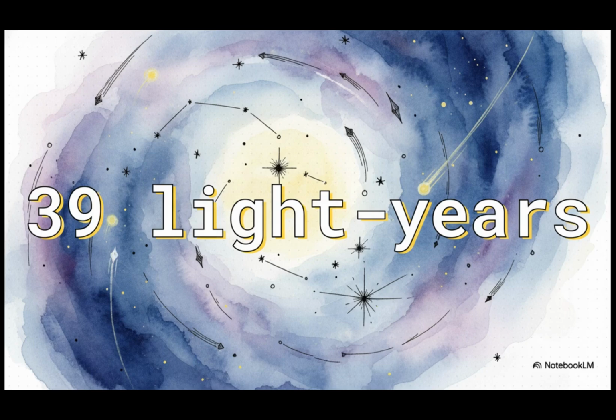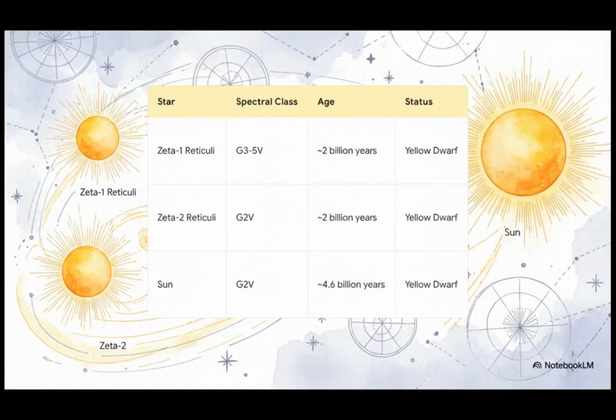This proximity makes the Zeta Reticuli system not just interesting, but fundamentally important for scientific study. And this table shows us exactly why. What we have here are near-perfect twins of our own Sun. Look at the spectral classes. Zeta 1 is a G35V, Zeta 2 is a G2V, and our Sun is also a G2V. They are all G-type main sequence stars, what we call yellow dwarfs.